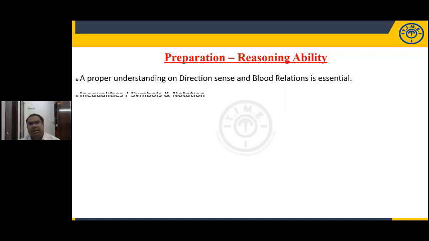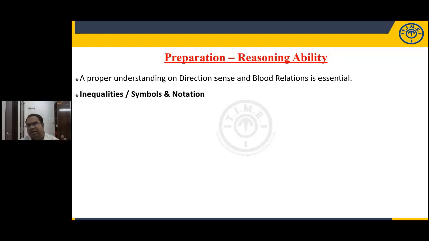Direction sense, blood relations, very, very important. You should have a thorough grip on directions and blood relations, because these will play an important role tomorrow in your puzzles also. He will give you brother, sister, wife, husband relationship in a puzzle, or he will give you a person moving facing towards north, moving left side, moving right side. So you should have a hands-on grip, hands-on experience with direction sense and blood relations.